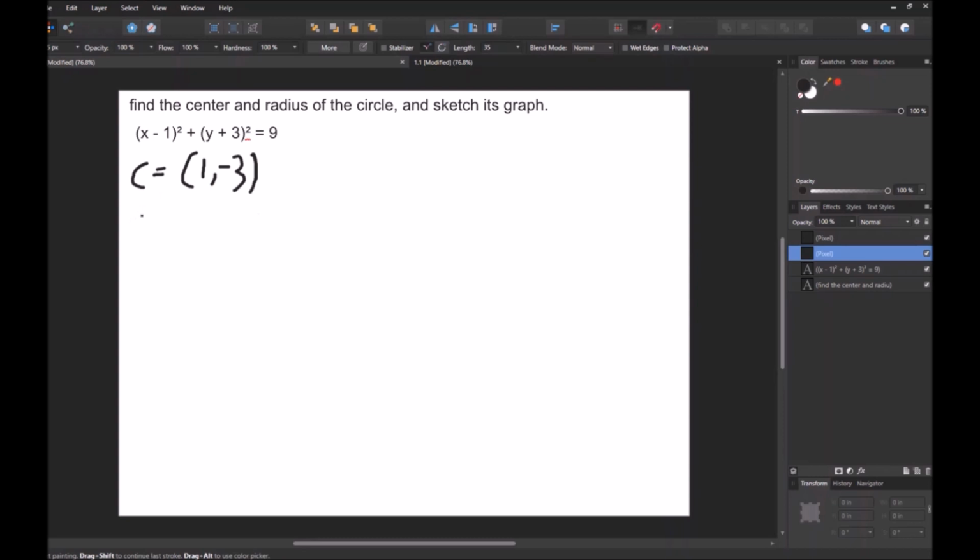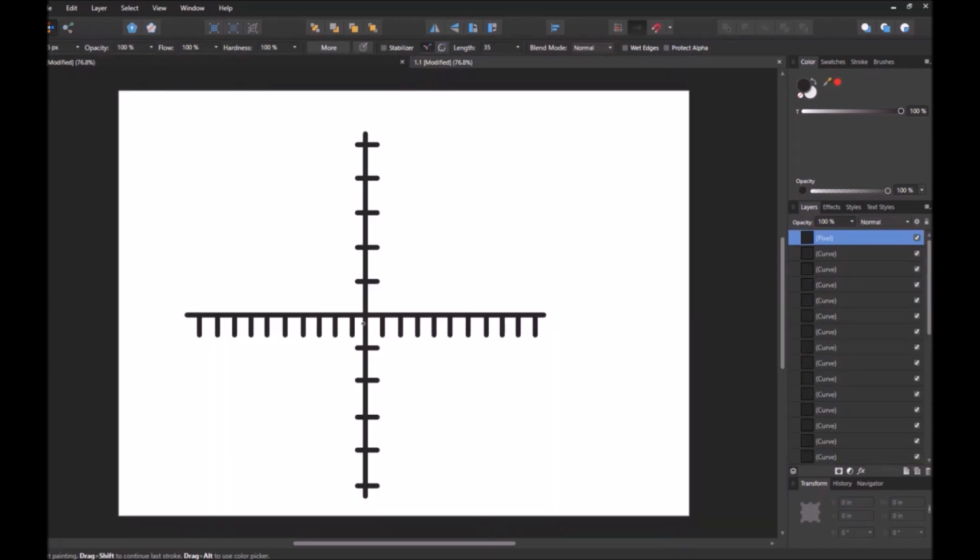And then in order to do the radius, we just take the square root of 9, which is 3. And it's as easy as that. And then we go to graph the equation, which has a center at 1 comma negative 3 and a radius of 3 units. So we go 3 in every direction. 1, 2, 3. 1, 2, 3. And this part is going to be off the graph. And we can form a rough idea of what this circle looks like.